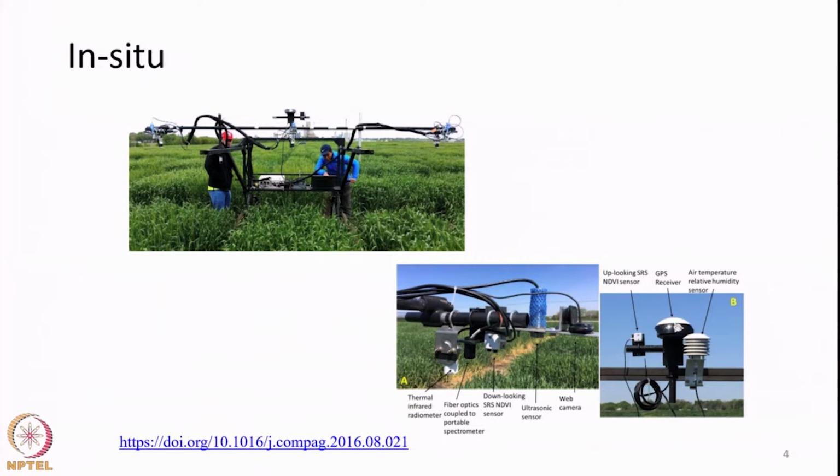So, here we have two persons who developed something like a movable truck, which can move basically, and has an array of sensors. You can see here it has thermal infrared radiometers, a spectrometer, NDVI sensor, web camera, GPS receiver, weather monitoring sensors and all those things. They use this for integrated agricultural applications.